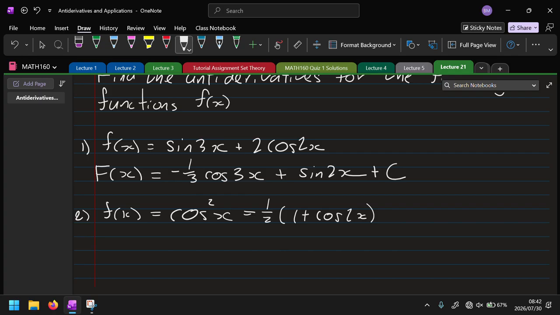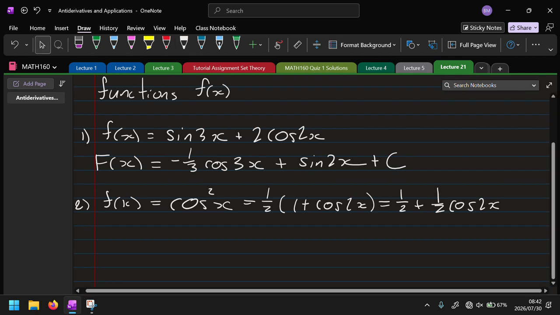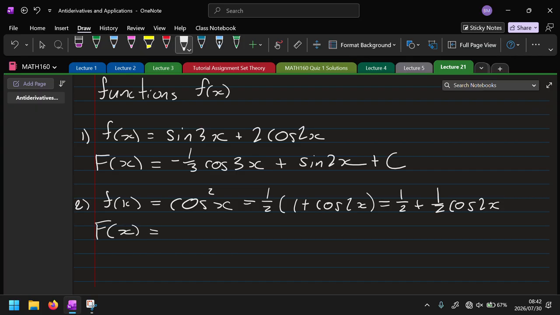Okay. Now here we can expand this out. So this is just going to be 1/2 plus 1/2 cos 2x. Now we can just do it term by term. So let's find the antiderivative for this. Okay, so the half, that just becomes half x.